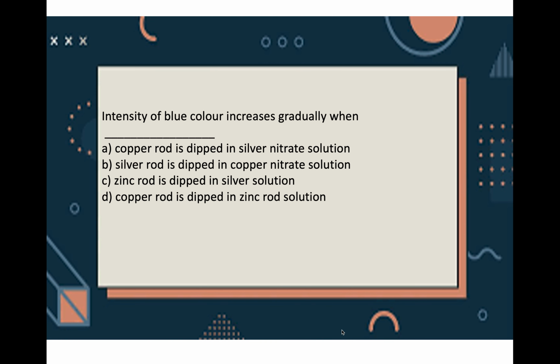Okay. Next question. Intensity of blue color increases gradually when there are four options. Option A is copper rod is dipped in silver nitrate solution, silver rod is dipped in copper nitrate solution, zinc rod is dipped in silver nitrate solution, and copper rod is dipped in zinc solution. Okay, answer is option A, copper rod is dipped in silver nitrate solution.